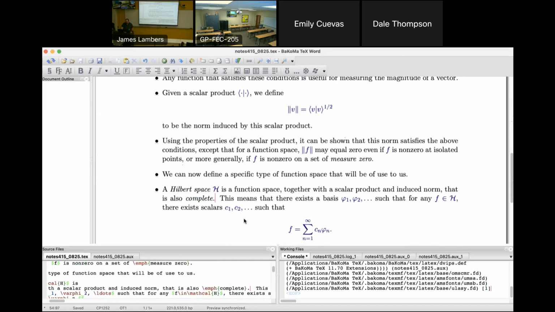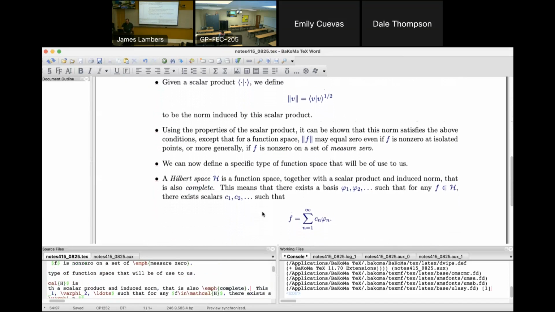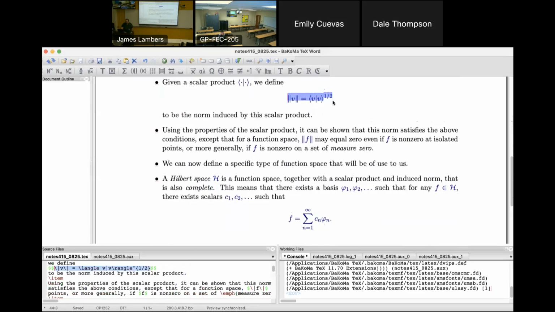Now, what do I mean by complete? It means that any function in the space whatsoever can be expressed using some basis. It could be an infinite basis if need be, but as long as you have a function space, a scalar product defined in that space, the norm induced by that scalar product, and completeness, that is a Hilbert space.